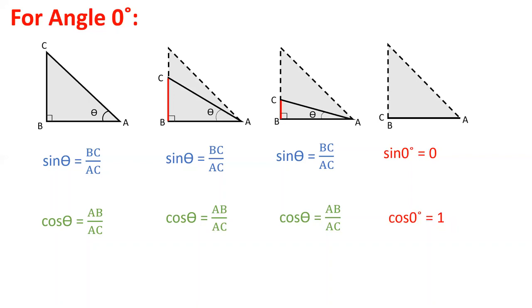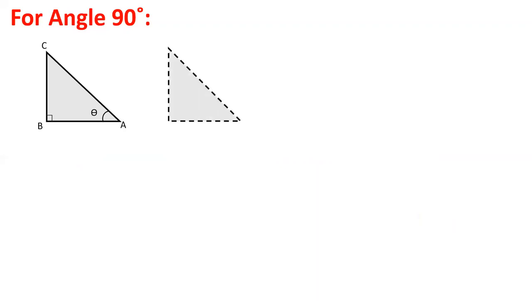Now we'll see angle 90 degree. For that also, once again, we'll take the right angle triangle here. Now what I will do, in the previous one, I reduced this angle theta. Now I will increase this angle theta. Correct? And then we'll see what happens. See here, original triangle. Now this theta is approaching towards B, angle B, which is 90 degree.